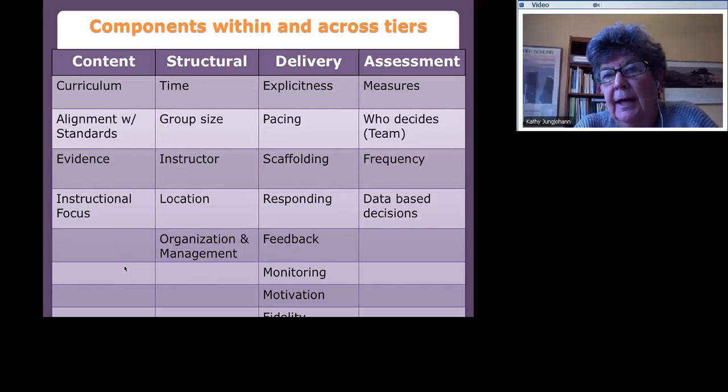And then finally, I have a component around assessment, although I'm not going to spend a lot of time on assessment because I know you're going to have an upcoming webinar around assessment, which is a very important component of an RTI system. I'm going to link assessment more into instructional decisions and talk about assessment in terms of what measures are used, who makes these decisions, how frequently the assessment occurs, and then what kinds of database decisions are being made.